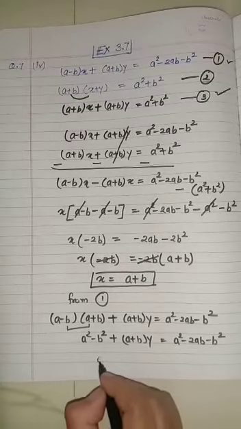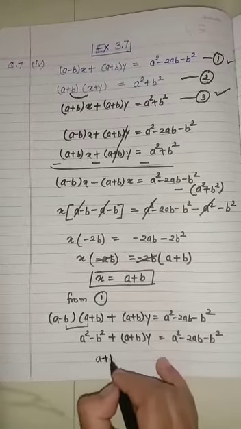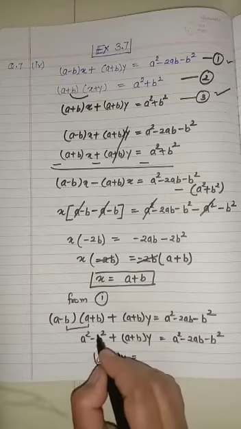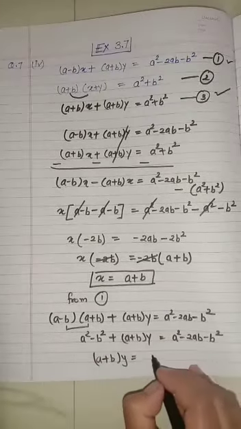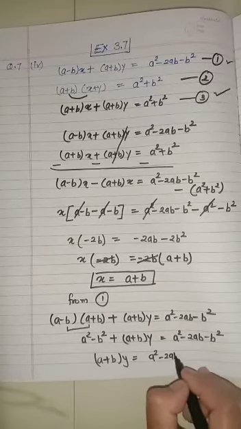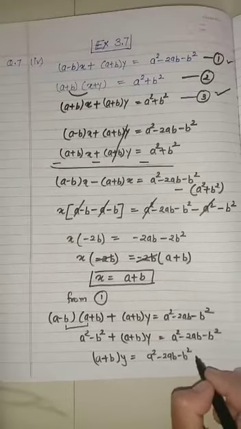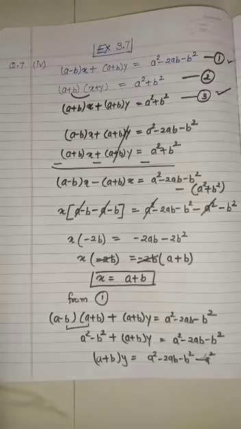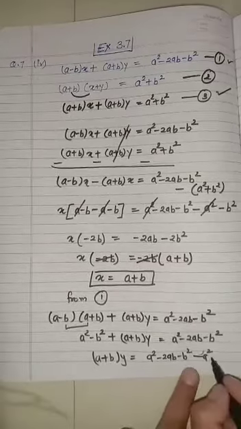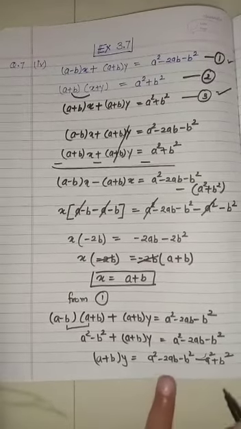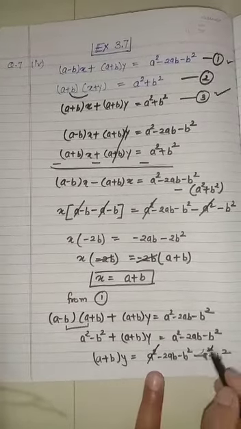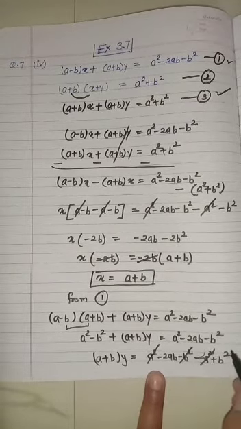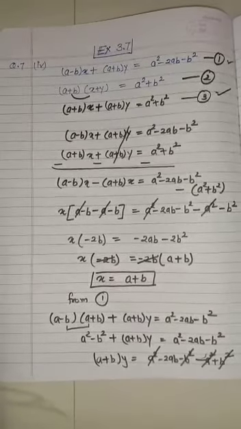Now we will shift these terms a square minus b square to the right hand side and we will get a square minus 2ab minus b square, sign will change, minus a square and plus b square. Now this plus a square cancels with this minus a square, and this minus b square cancels with this plus b square.